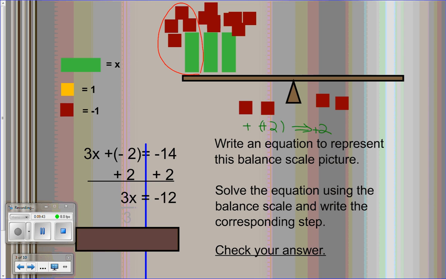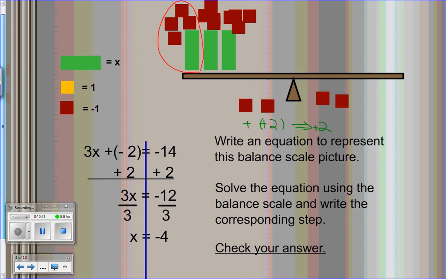Algebraically, we need to get this 3 to equal a 1. And the way we do that is we do the inverse operation, which is what we did on our picture. We divided it into 3 groups. So we are going to divide this by 3. And whatever we do to one side, we'll do to the other. Now you need to watch your signs. This is a negative 12 divided by 3, so we have to remember how to do our integer operations. And we have x is equal to negative 4. Negative 12 divided by a positive 3 is negative 4.